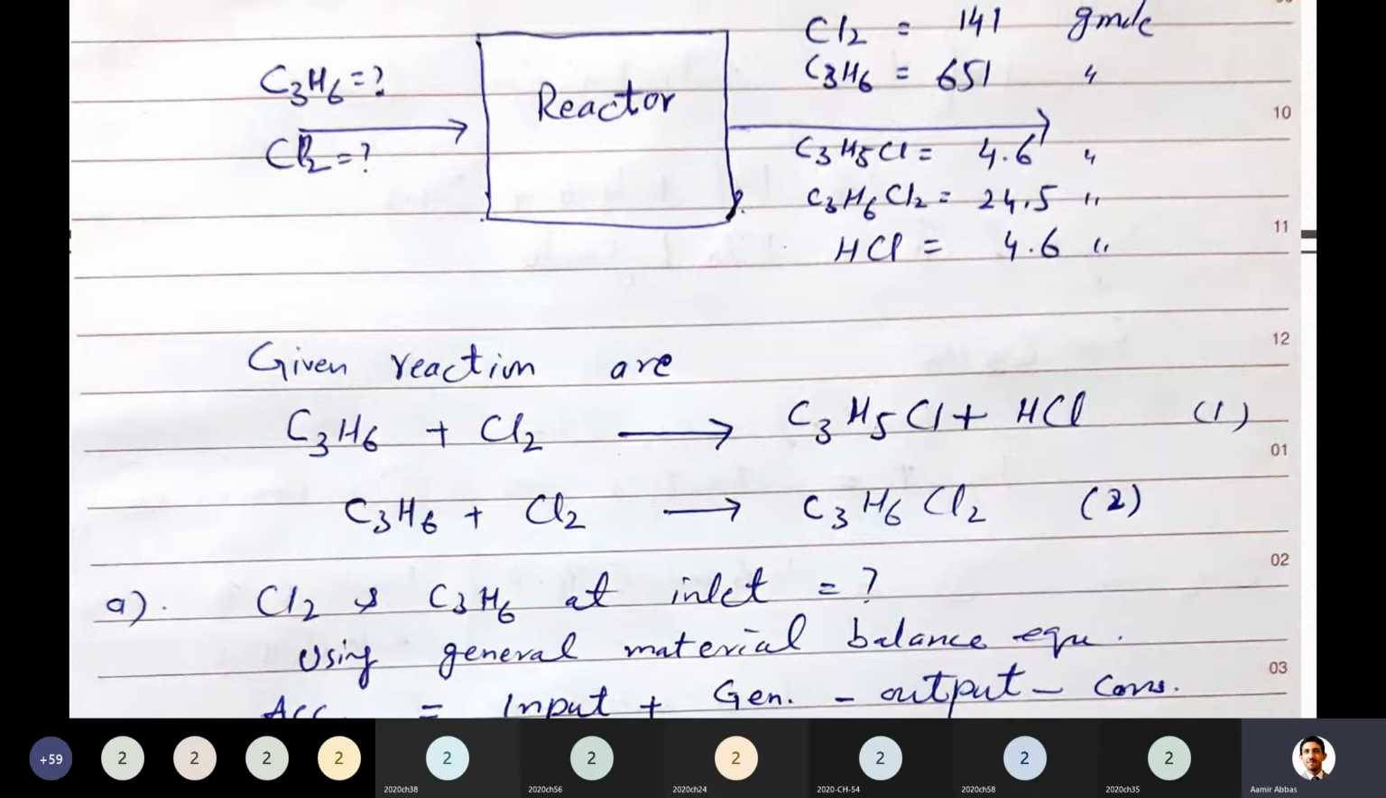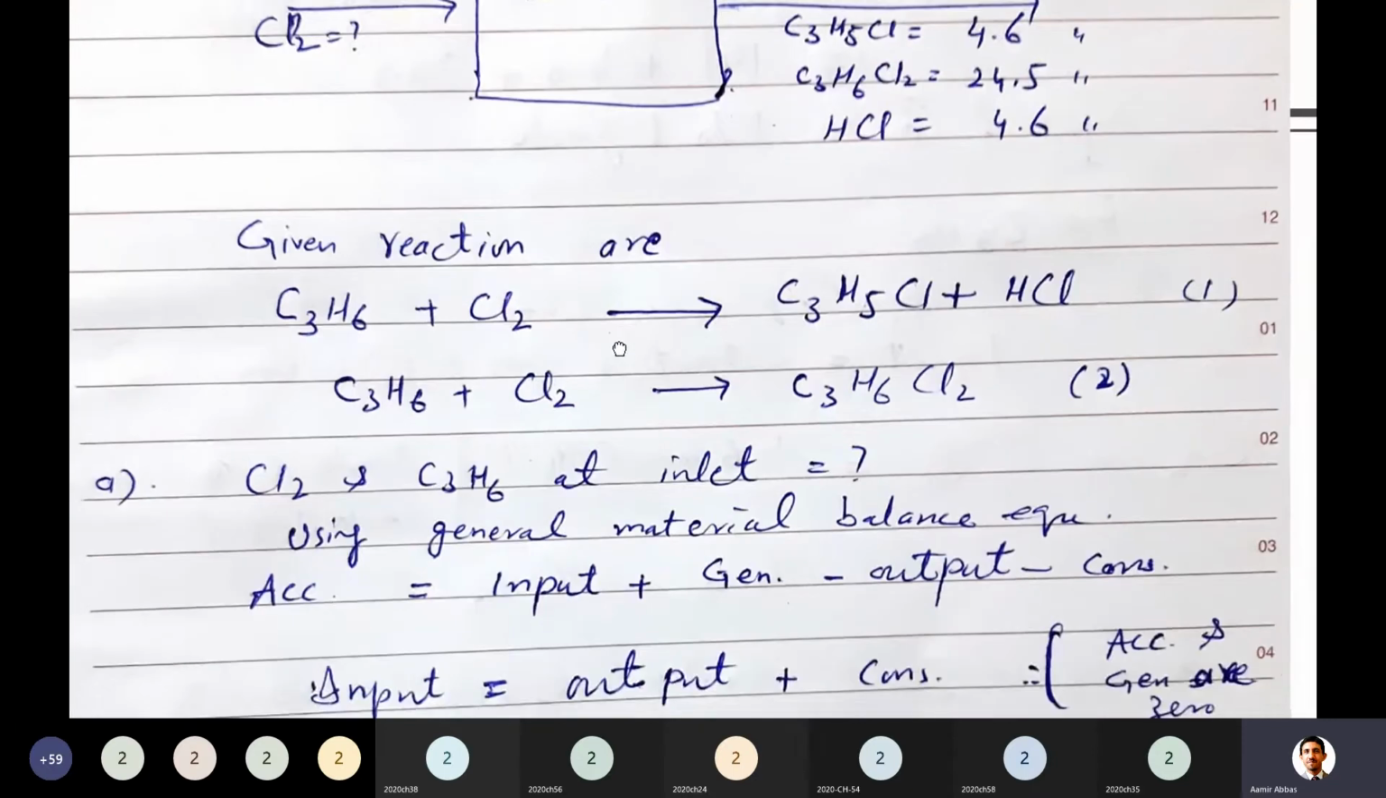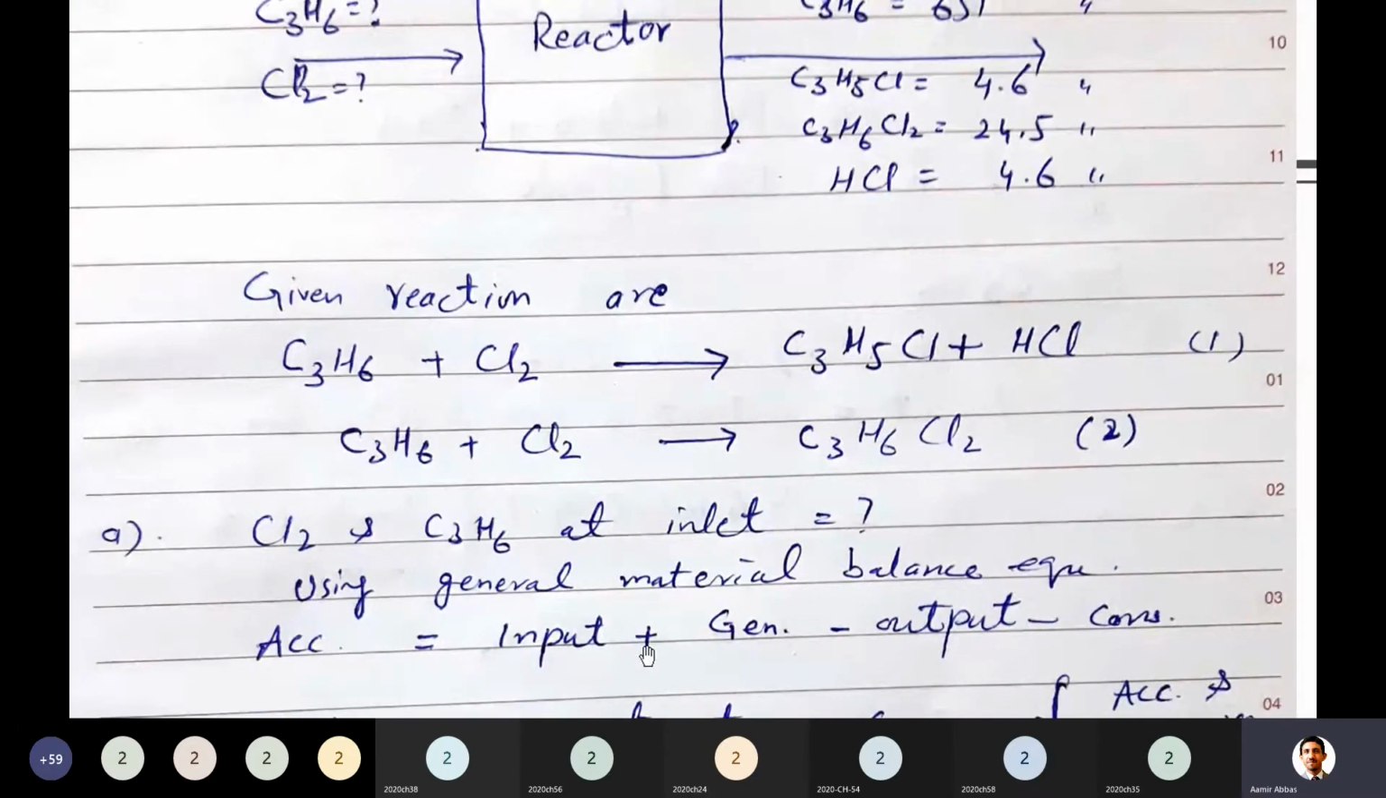So first of all, I wrote the complete equation of material balance, and that was accumulation is equal to input plus generation minus output minus consumption. Out of those, you have to find input, and I think you have the value at output. So these two terms will stay there definitely. What about the others? What about accumulation? Zero. Did he talk about something accumulated in the reactor or staying in the reactor? Anything? No, sir. This student is telling accumulation is zero.